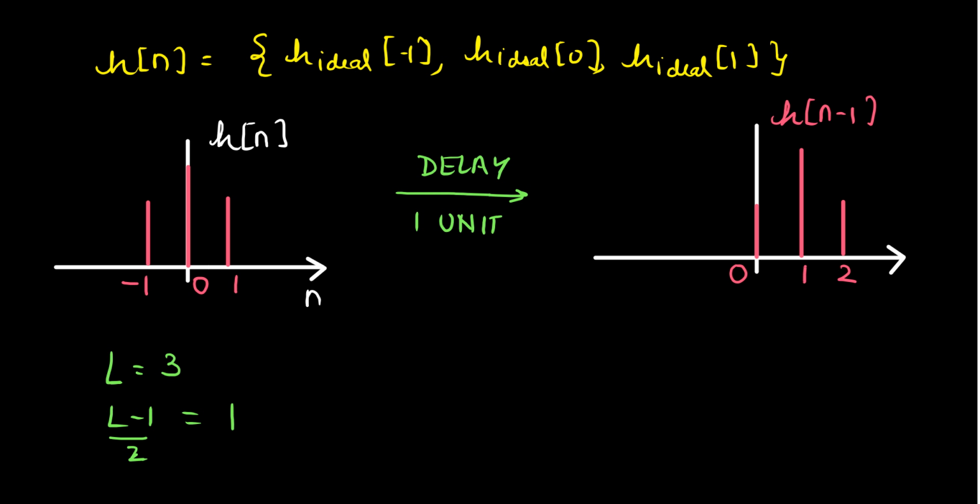So this original system, this h of n, is a non-causal system, but by shifting it, or by introducing a delay of length (L minus 1)/2, what we have is a causal system.